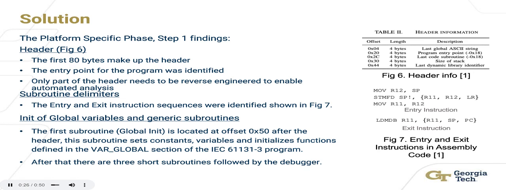Initialization of global variables in generic subroutines. The first subroutine, global init, is located at offset 0x50 after the header. This subroutine sets constants, variables, and initializes functions defined in the var global section of the IEC 61131-3 program. After that, there are 3 short subroutines followed by the debugger.